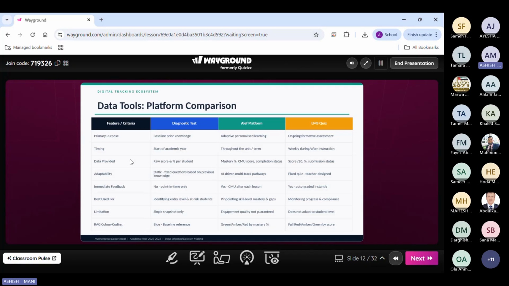And similarly, there are many things here where we can provide feedback also. In diagnostic we cannot give feedback, but in Aleph, we have this CMU, class management unit, for each lesson. After each lesson, we can provide feedback to the student on how much he is doing in this lesson. If he lacks, where he lacks, we can mention that. And LMS is also an auto-graded system, but here also we have a system to provide feedback to students.